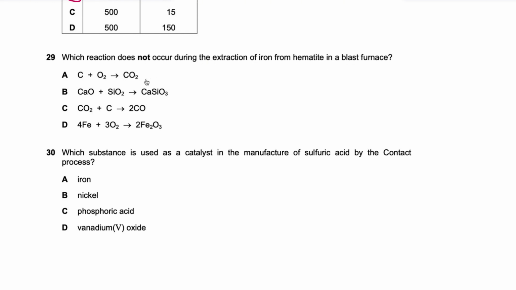This one occurs, the production of coke. Using coke, carbon reacting with oxygen to form carbon dioxide, it occurs. Silicon dioxide reacting with calcium oxide to form slag, this one occurs. This one reacts with this to form carbon monoxide, it occurs. You can check the reactions in the blast furnace. But this one, I don't think it occurs. So our answer will be D.